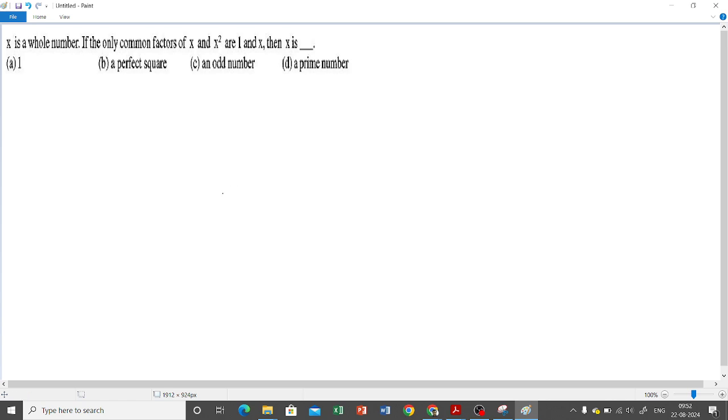Why are you saying prime number? If I take x as 3, okay, say let me take x as 4, then x square is 16, right? If the only common factors of x and x square are 1 and x, okay.